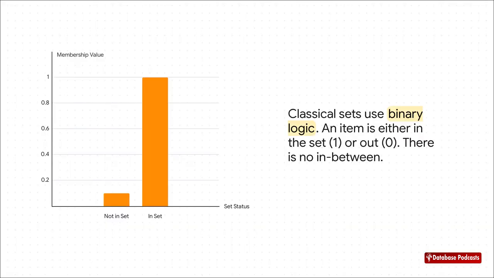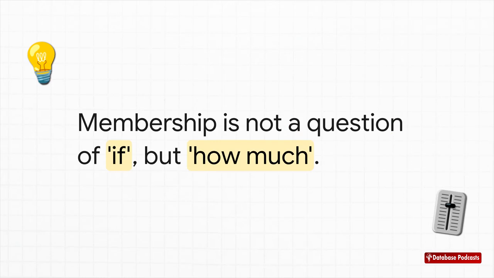You see, the logic that powers most of our databases is built on something called classical set theory. And it's totally binary. An item is either 100% in a set, that's a value of 1, or it's 100% out of the set, a value of 0. There is absolutely no middle ground. It's all or nothing.